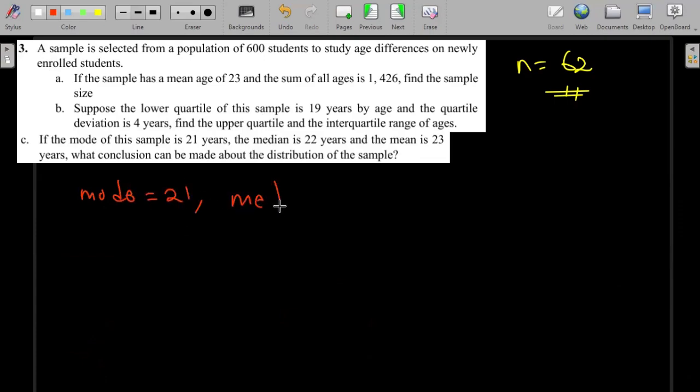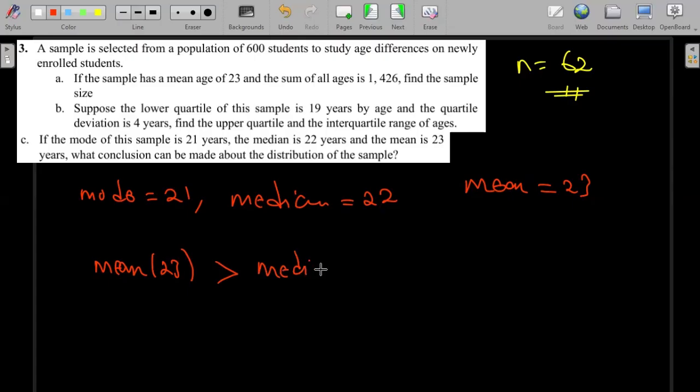The median is 22, and then the mean is 23. So what do we see here? We see that the mean, which is 23, is greater than the median, which is 22, and this median is greater than the mode, which is 21. So from there, what can we conclude? If the mean is greater than the median and greater than the mode, is our distribution positively skewed or right skewed?